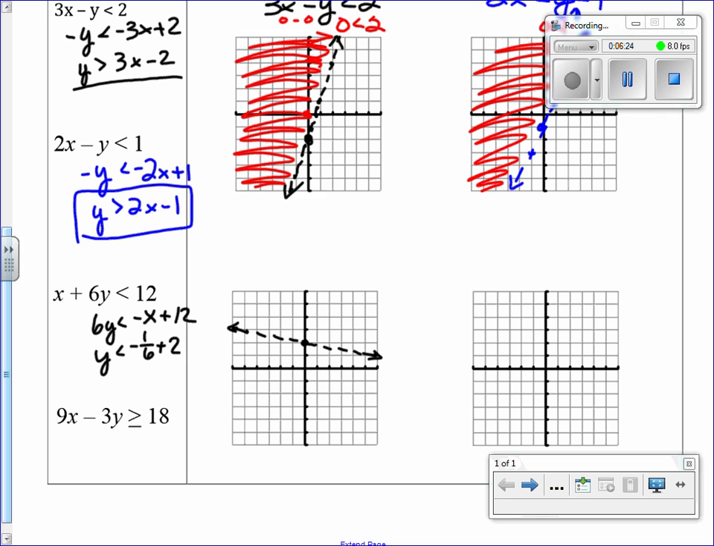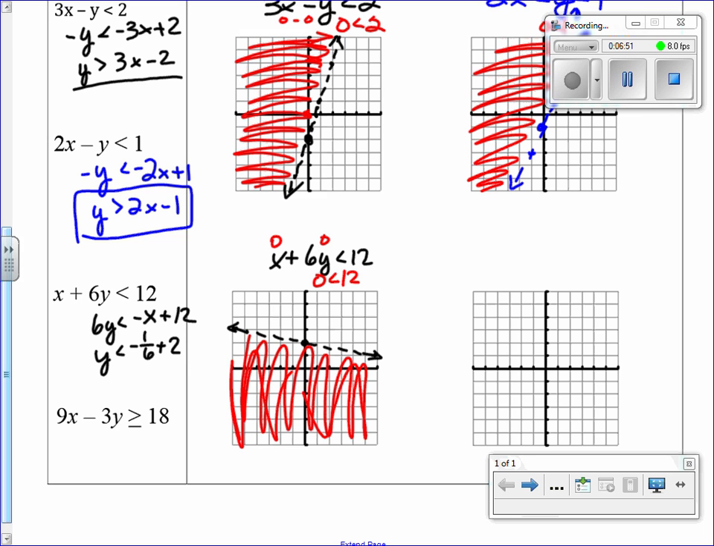Okay, here's my original inequality, x plus 6y less than 12. Now I'm going to go ahead again and put that 0, 0 in. It's my favorite point tonight. So x is 0 plus 0, 0 less than 12. You bet it is. So we'll shade it in like that.